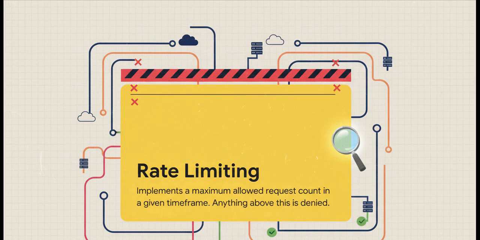Okay, so in more technical terms, rate limiting is just that, a hard cap. It's a rule that says you can only make X number of requests in Y amount of time. You know, like maybe 100 requests a minute. And the second you hit request 101, bam, rejected immediately.